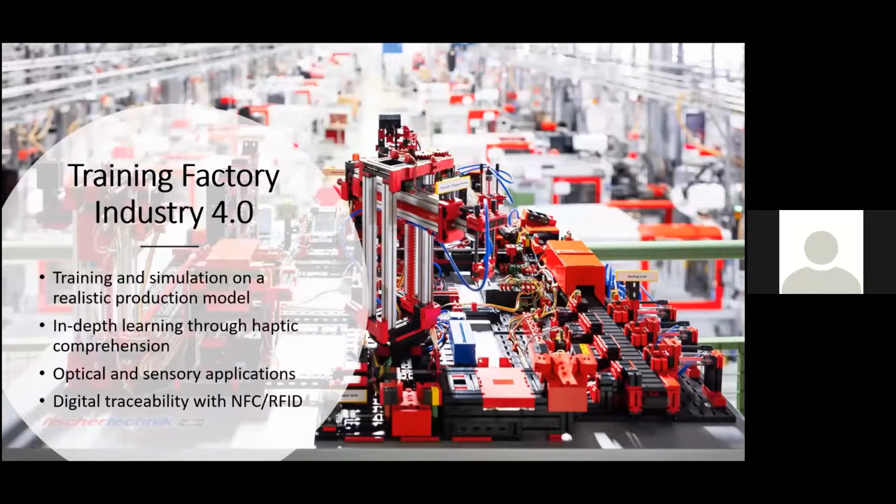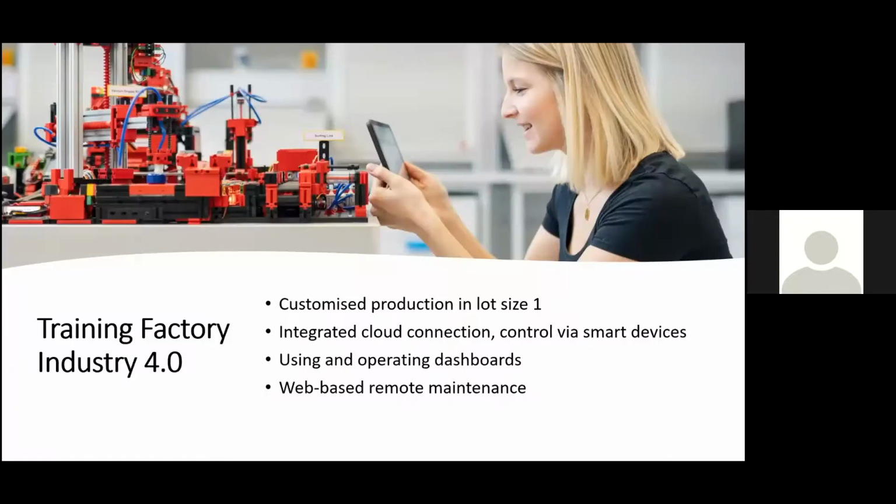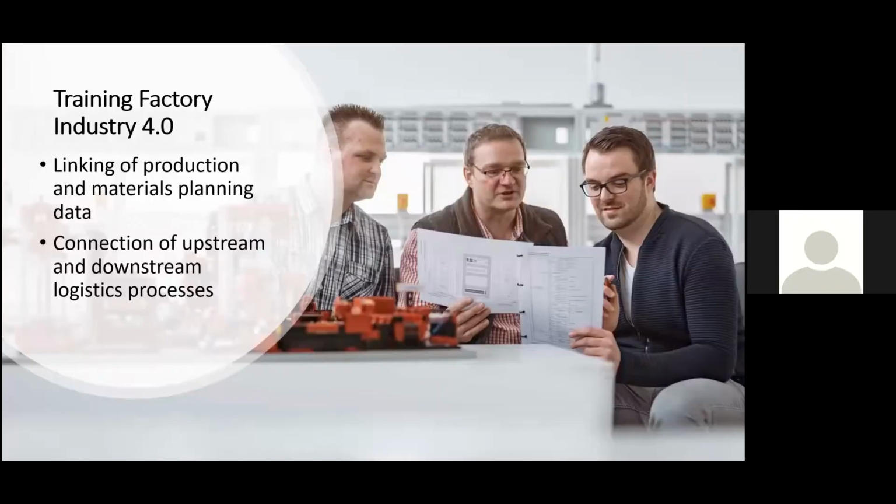So again, taking over the reins here, the following topics can be addressed with the fischertechnik Training Factory Industry 4.0. Training and simulation on a realistic production model, in-depth learning through haptic comprehension, optical and sensory applications, digital traceability with NFC/RFID technology, customized production, lot size 1, integrated cloud connection and control via smart devices, using and operating dashboards, web-based remote maintenance, the linking of production and materials planning data, and the connection of upstream and downstream logistics processes.